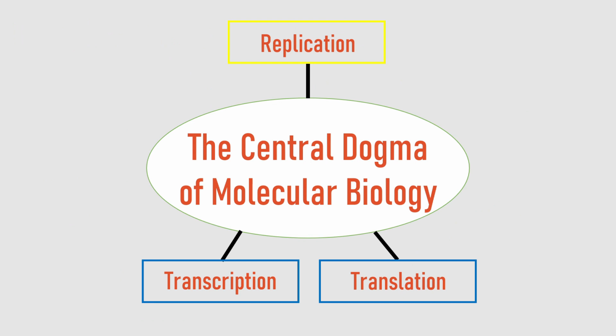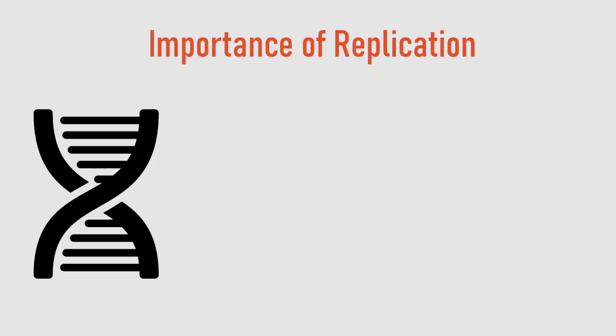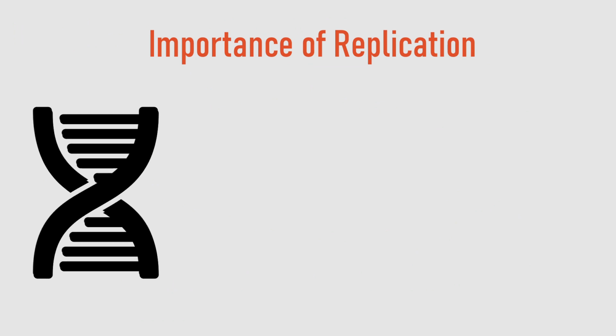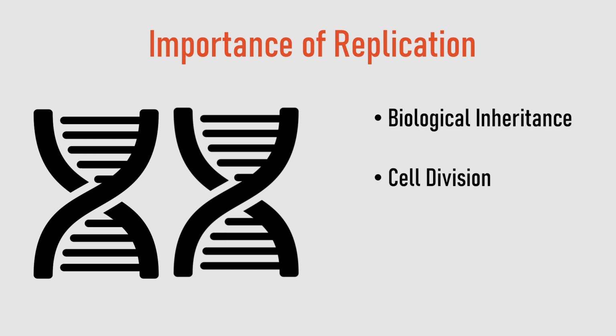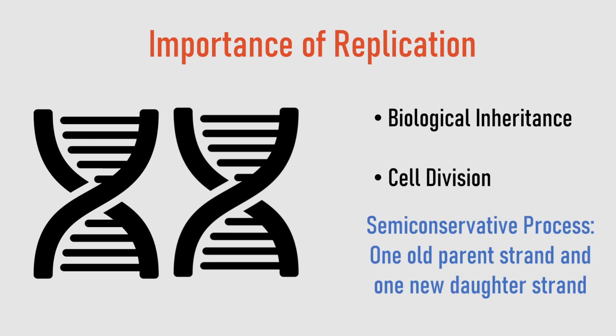Replication, transcription, and translation are the 3 steps that together form the central dogma of molecular biology. The first step, replication, refers to the process during which one DNA strand is duplicated. It is not only essential for biological inheritance, but it is also a necessity for cell division. The process of replication does not generate the same DNA strands. Rather, it creates a hybrid DNA with an old and new strand, hence it is a semi-conservative process.